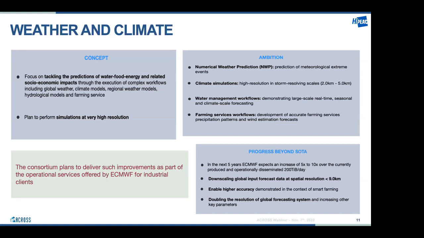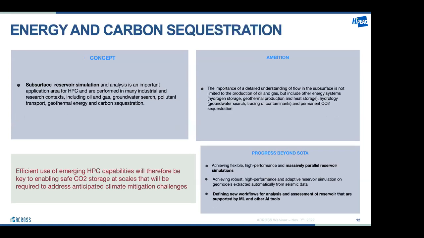And this is because they want to perform simulation using very high spatial resolution, that is less than 9 kilometers when they consider the simulation cells. And this is more challenging from the point of view of I/O and how you manage the flow of data inside the system.